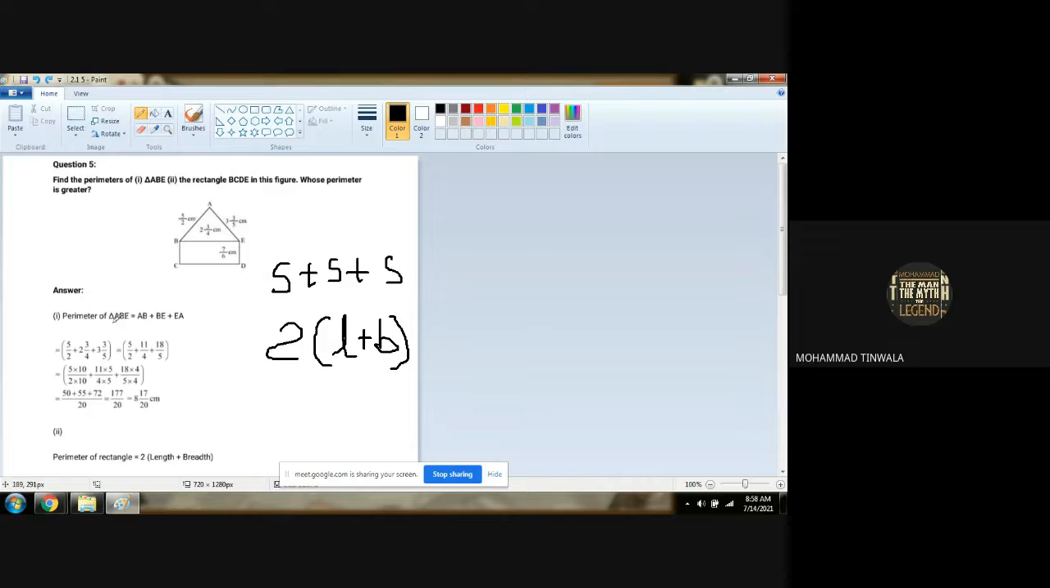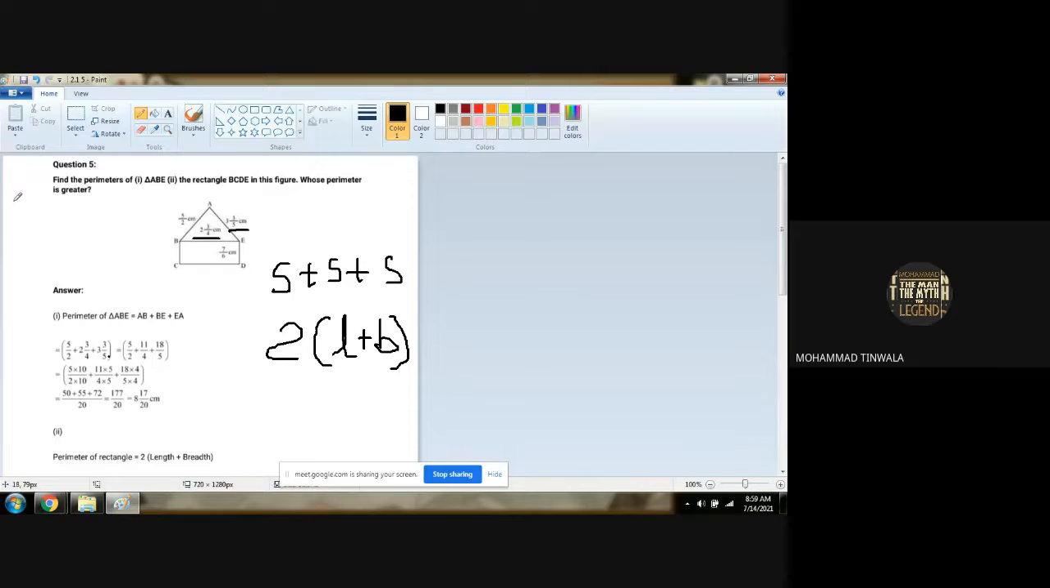So the perimeter of triangle ABE is equal to AB plus BE plus EA. By adding all these three, you will get 5/2 centimeter plus 2 integer 3/4 centimeter, which is this one, plus 3 integer 3/5 centimeter, which is this one. Am I correct, everyone? Now, what is our first job? To convert the mixed fractions into simple fraction form.